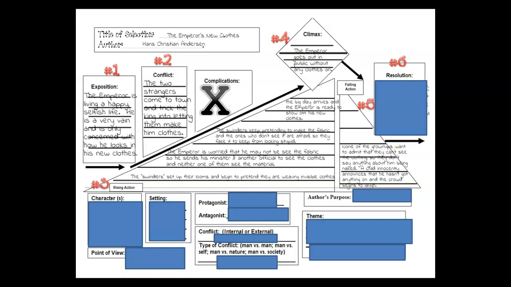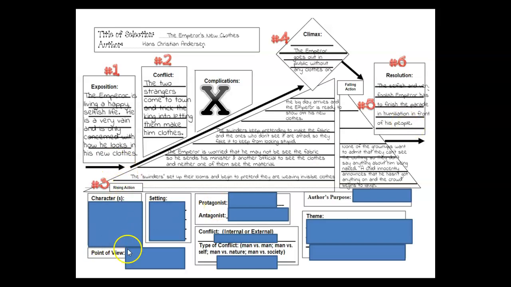So they don't say anything about him being naked. And then finally, a little child innocently announces that he hasn't got anything on. And then the crowd realizes how foolish they had been, and they start to laugh. And that's when the king realizes that he's been swindled, that those weavers were lying to him. But it's too late. And so now the selfish and very foolish emperor has to finish the parade in humiliation in front of his people. And that's how the story ends. So I think he learned a lesson.